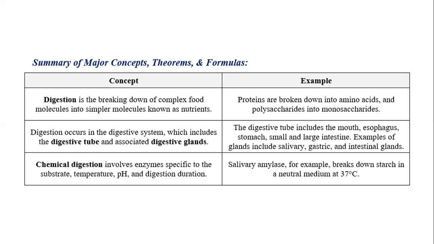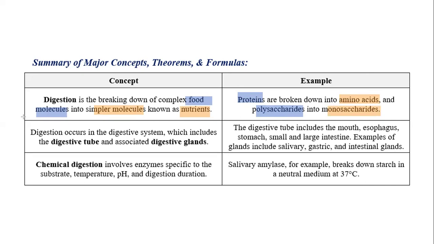So what about digestion? We know that it is the breaking down of complex food molecules into simple food molecules known as nutrients. What are examples of complex food molecules? We can mention the proteins or the polysaccharides. What about the nutrients, which are the simple molecules that can be used by the cells? The amino acids and the monosaccharides. So through digestion, proteins are turned into amino acids and polysaccharides are turned into monosaccharides.